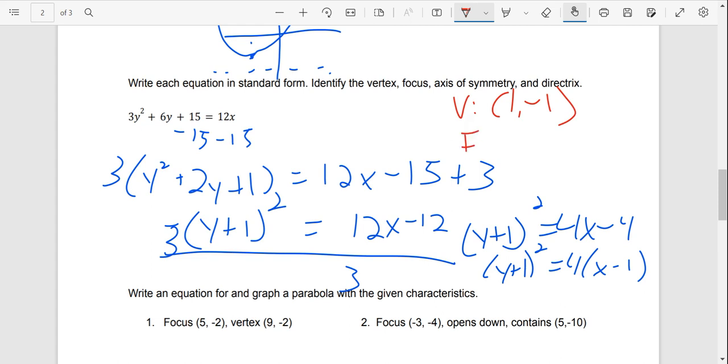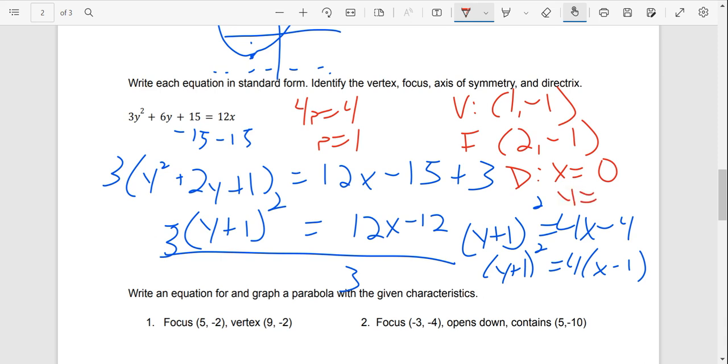Focus, your p-value is 1. You set 4p equal to 4, so p is equal to 1. It's a y-squared problem, so you're adding it to your x. Your directrix, what will it be? It will be 1 less than the vertex, so it'll be x equals 0. And your axis of symmetry will be y equals -1.